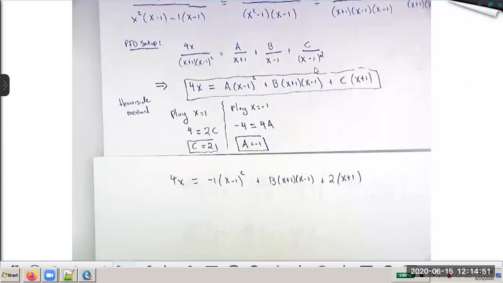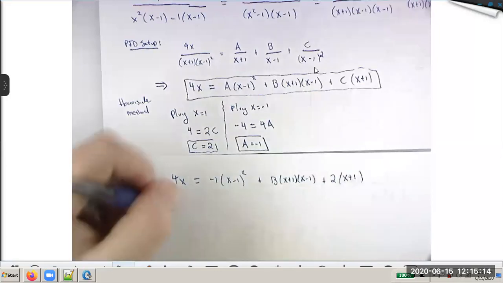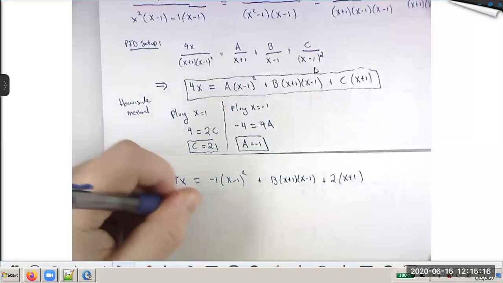You could go ahead and plug in any other number you wanted for x, and that would let you find b. But what if I had more than one coefficient left? What if I also had like e, f, and g that I still needed to find, that I still couldn't get using the Heaviside method because they came from case 2, 3, or 4 factors in the denominator? Then I would need to multiply everything out and collect my like terms. So let's go ahead and do it like that, just for practice.